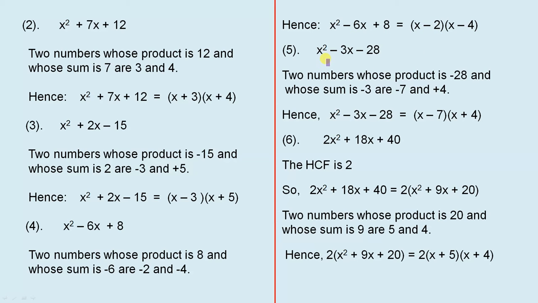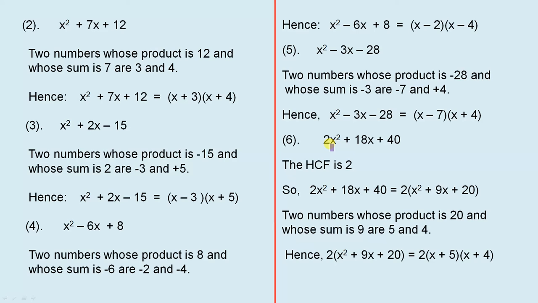The next one, x squared minus 3x minus 28. Two numbers whose product is minus 28 and whose sum is minus 3 are minus 7 and plus 4. Minus 7 times plus 4 is minus 28, and minus 7 plus 4 is minus 3. Hence, x squared minus 3x minus 28 is x minus 7, x plus 4.